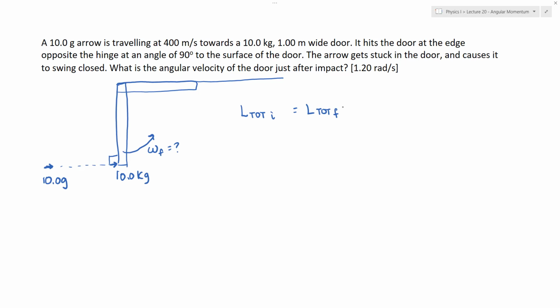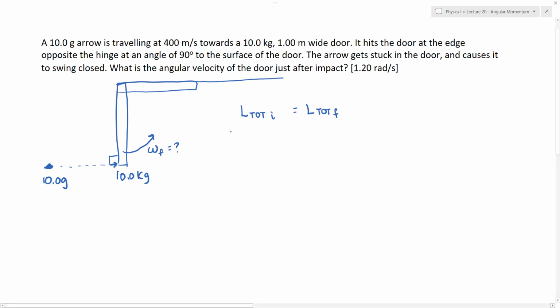So let's think about what we're going to use for our formulas of angular momentum. So we have two different types of objects here. We have an arrow, which we're going to treat as though it's just a tiny little particle. Okay, and we have a door, which we're going to treat as a rigid body. And we're going to have to look at the table to figure out the moment of inertia of this door. Okay, so if we think about the angular momentum of this arrow right now, this arrow is about to collide into the door, so it does have angular momentum. It's going to make the door swing.